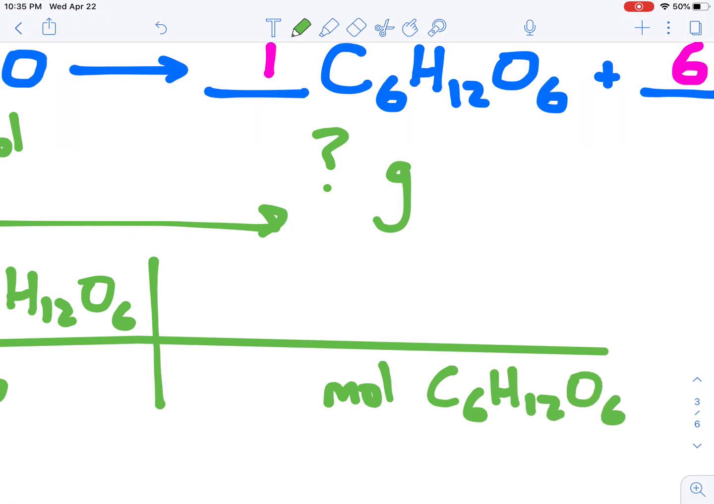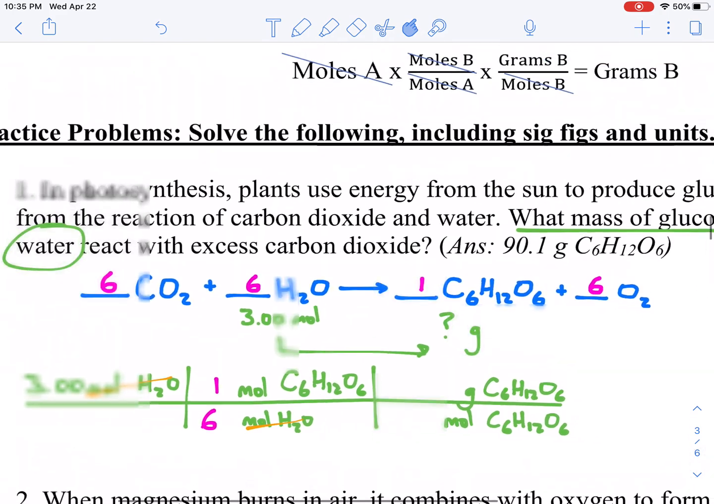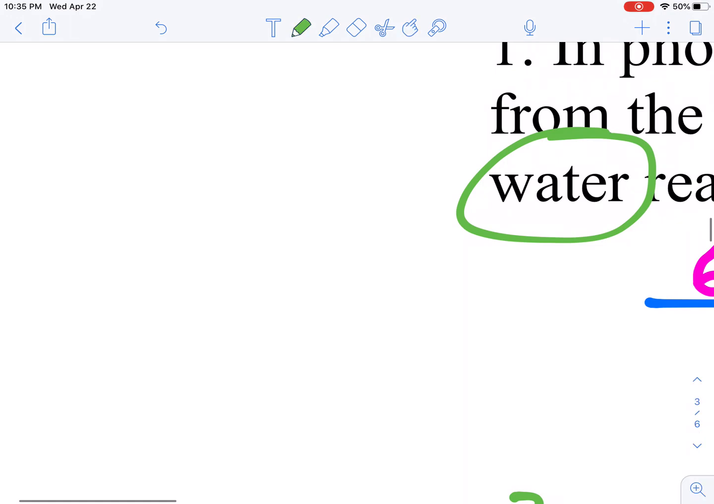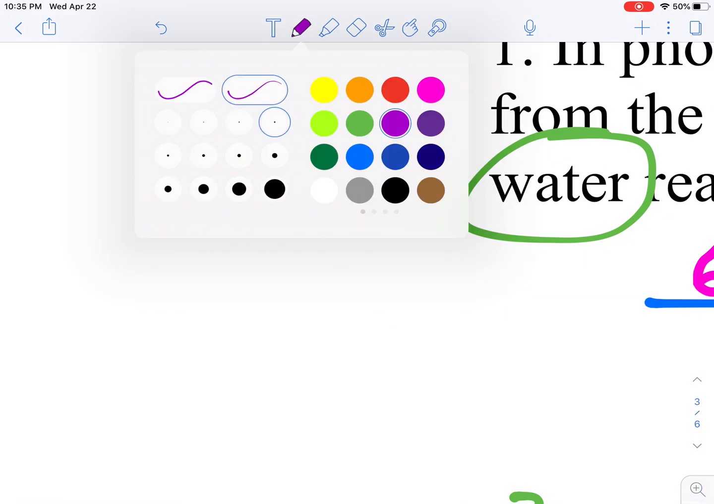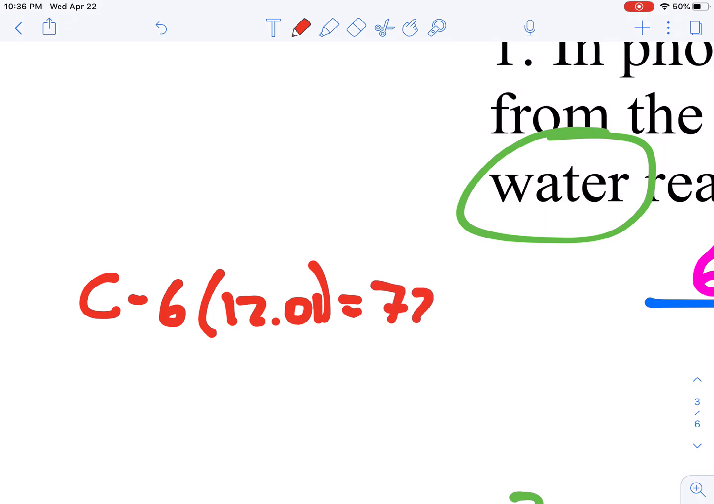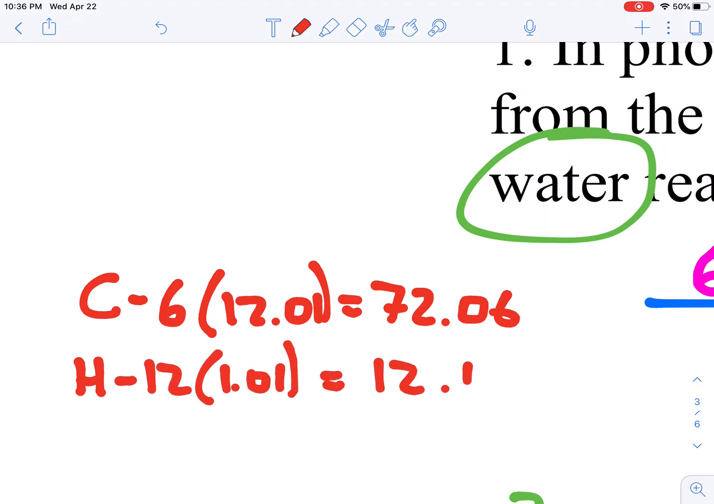And we probably remember that we can get grams of glucose from the periodic table, right? Now, glucose is not on the periodic table, but carbon is, and hydrogen is, and oxygen is. So as a reminder, we need to calculate molar masses. Let me do this in red. So we have 6 carbons, they each weigh in at 12.01. So if you multiply that together, you will get 72.06. We have 12 hydrogens. They each weigh in at 1.01 grams per mole, so that's going to be 12.12.